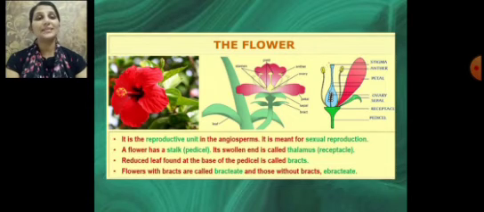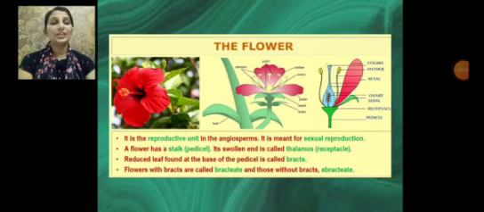The flower has a stalk. The stalk of the flower on which the flower is borne is called a pedicel. The stalk of the flower is called the pedicel, and its swollen end is called the thalamus. We can see the pedicel terminates to form a swollen end, and the swollen end is called the thalamus, or the other word for it is the receptacle.